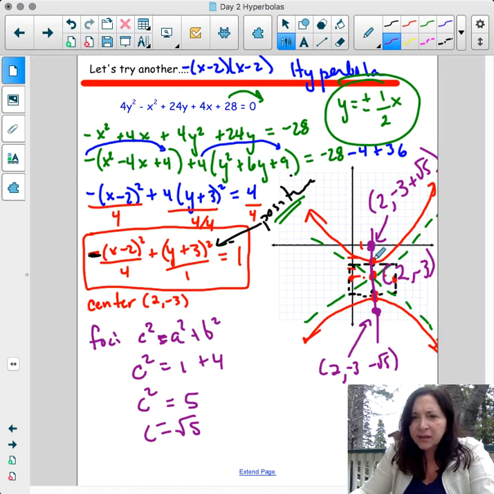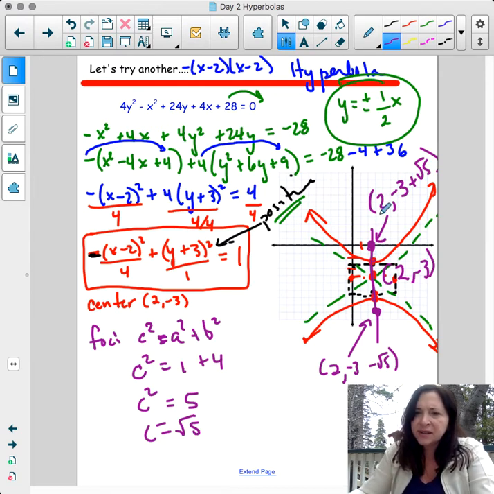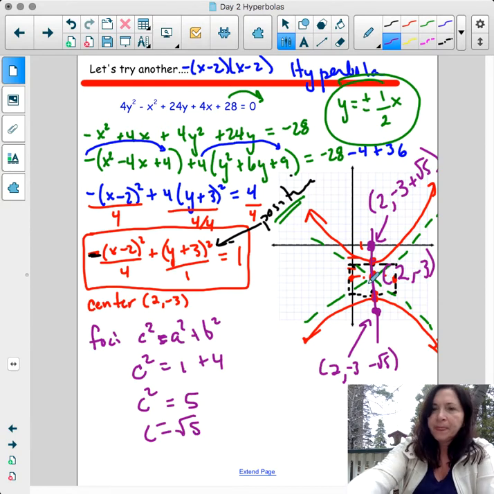And lastly, I guess my vertices are these points here. And so you're going to label those. Remember, the conjugate axis is the axis that doesn't hold the arcs for your hyperbola, but your transverse axis is the axis that does hold the arcs.